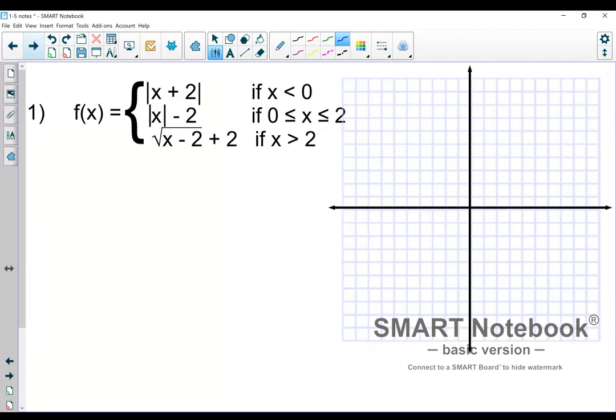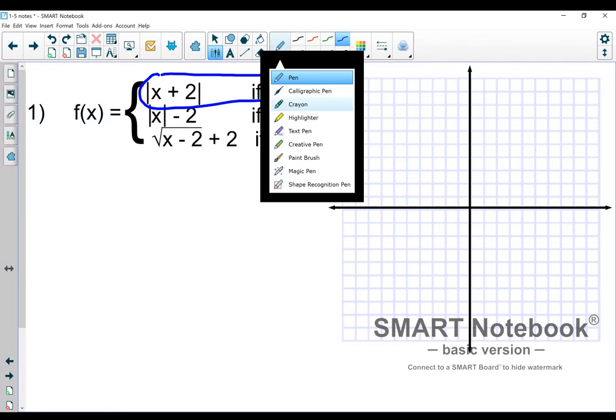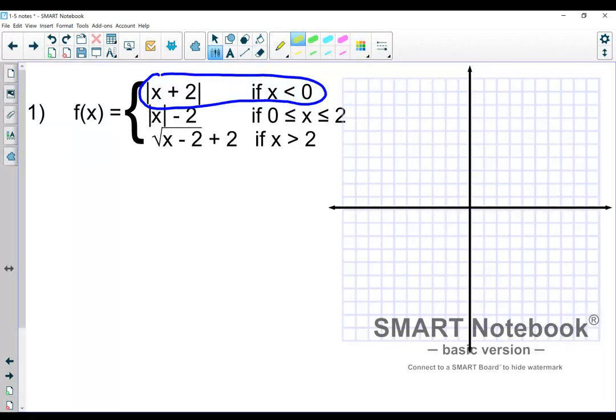Our last step is going to be graphing a piecewise function. So when I graph piecewise functions, I'm looking at all these different restrictions on x. So first it says absolute value of x plus 2 if x is less than 0. So let me see if I can find a highlighter. And what that means, less than 0, would be this entire region over here. So over in this region, I am only going to graph that function, absolute value of x plus 2.